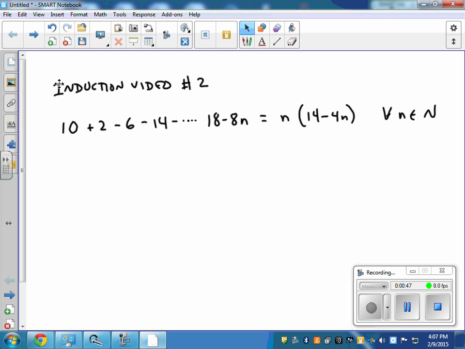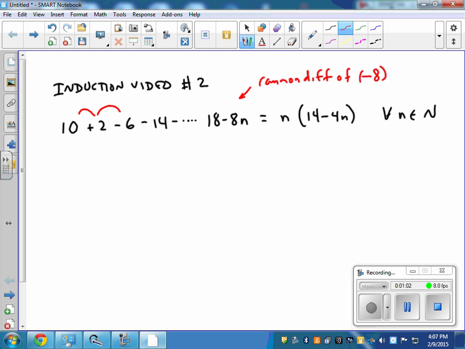Here we just note that this has a common difference of negative 8, right? So the terms are going down by negative 8. You would add negative 8, add negative 8, add negative 8, and so forth. And the second one I'm going to do is one that has an odd difference.